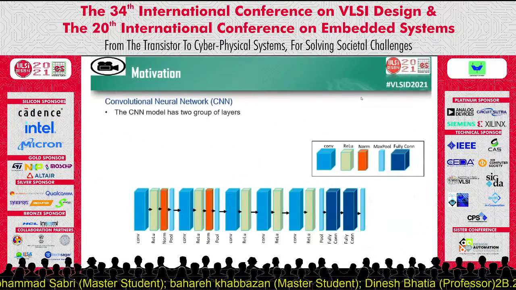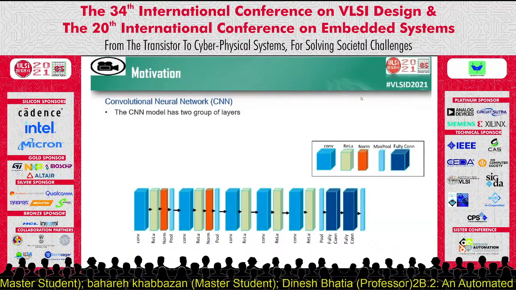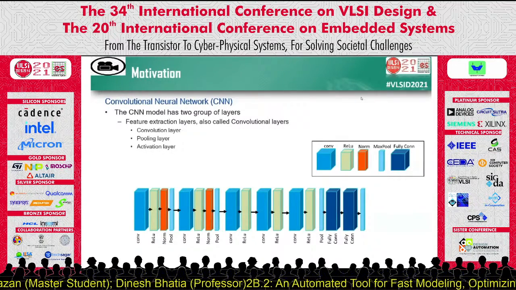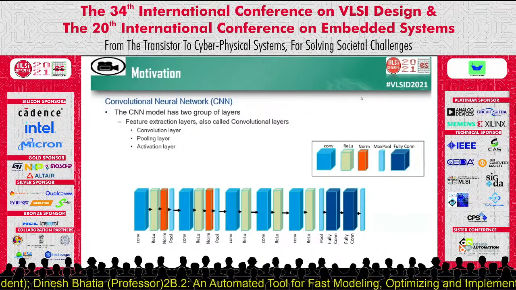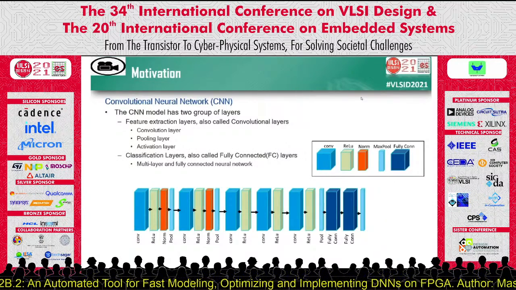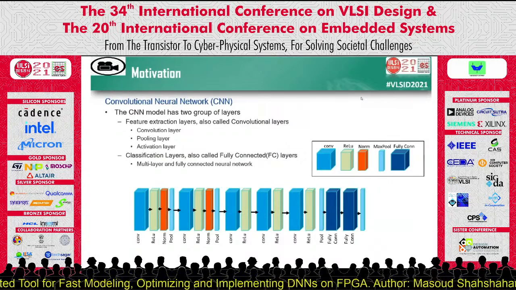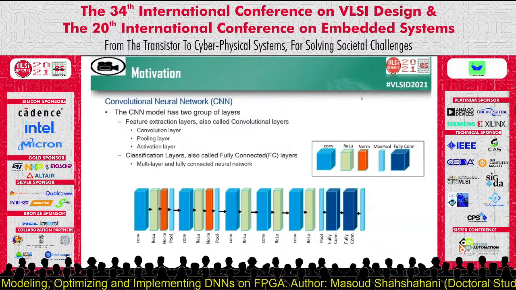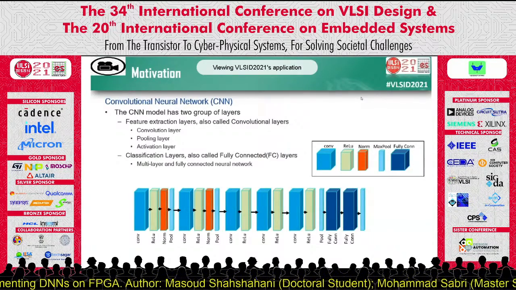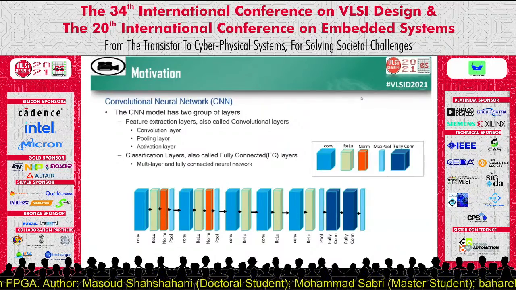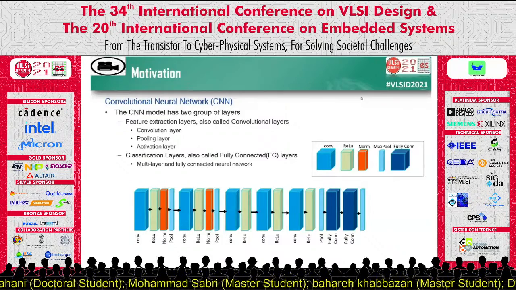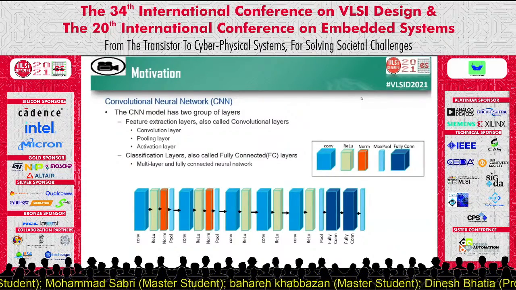The convolutional neural network has two groups of layers. One group is responsible for feature extracting, which consists of the convolution layer, pooling layer, and activation layer. And group two is responsible for classifying, and we call them fully connected layers. For example, in some convolutional neural networks such as AlexNet, we have 5 convolutional layers, between each layer we have a pooling layer, and 3 fully connected layers are responsible for classifying.